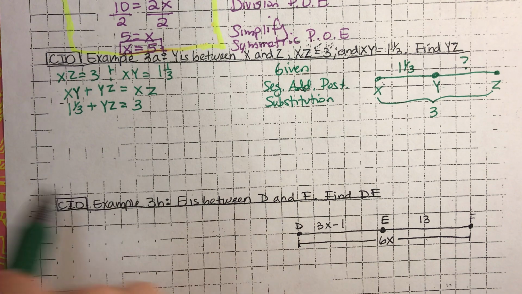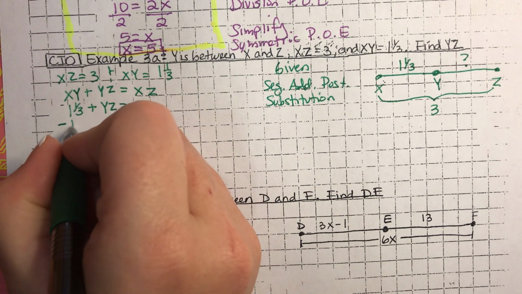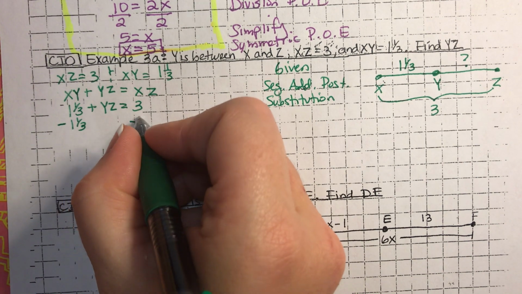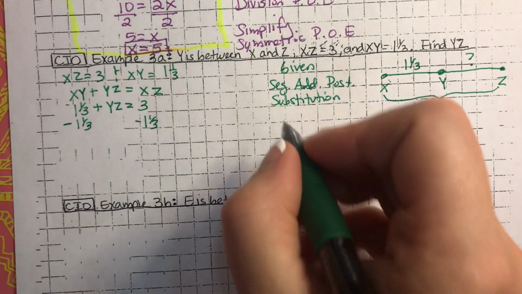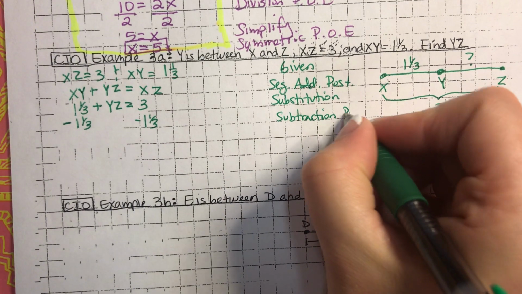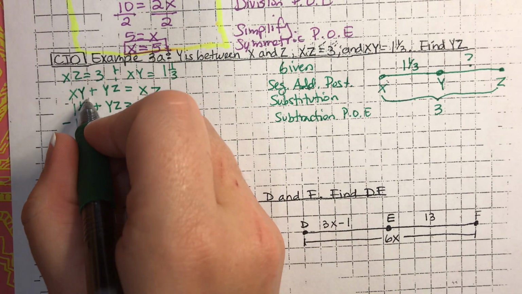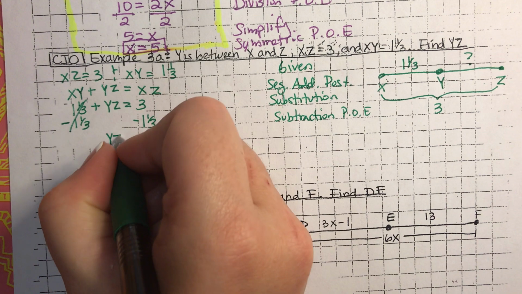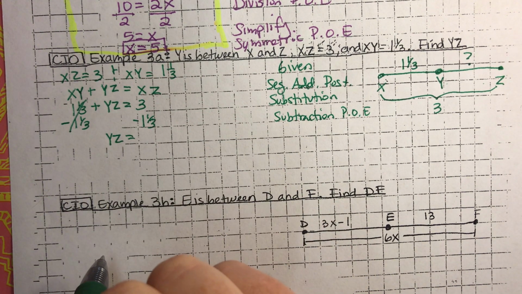Okay, and then we are going to isolate yz, so we have to subtract 1 1/3 from both sides. Does anybody know what that's called? Why we are able to do that? It is called the subtraction property of equality. If you got that right, great job. All right, those cancel. We're left with yz equals 3 minus 1 1/3.